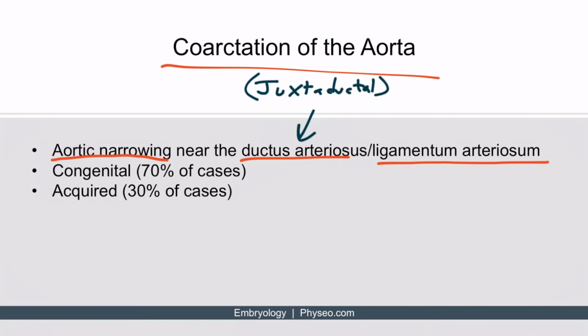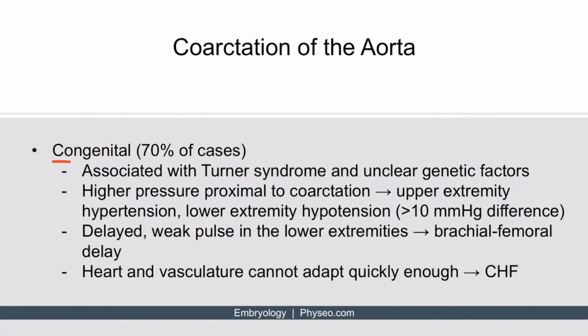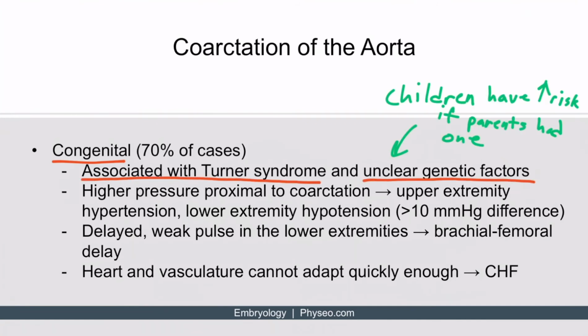And there are two categories of coarctation: congenital, which is the most common and makes up 70% of the cases. The other type is acquired, which only makes up about 30% of the cases. The congenital type is associated with Turner syndrome, as well as other unclear genetic factors, which basically means that if a parent had a coarctation and it was unexplained, then their child would also have an increased risk.